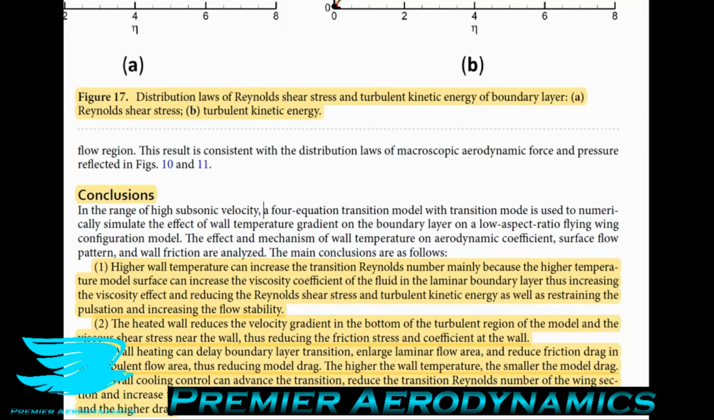The higher the wall temperature, the smaller the model drag. Now, I was going to talk about why I think that these results are really just limited to streamlined bodies, and I think I should talk about that here. So, as I mentioned, we were looking at an airfoil at 2 degrees angle of attack. At 2 degrees angle of attack, the flow is pretty much completely attached to the wing. There's almost no wake. And if you push the wing to high angles of attack, you're going to start getting a much greater wake, and the flow is going to start to detach. It's going to stall.